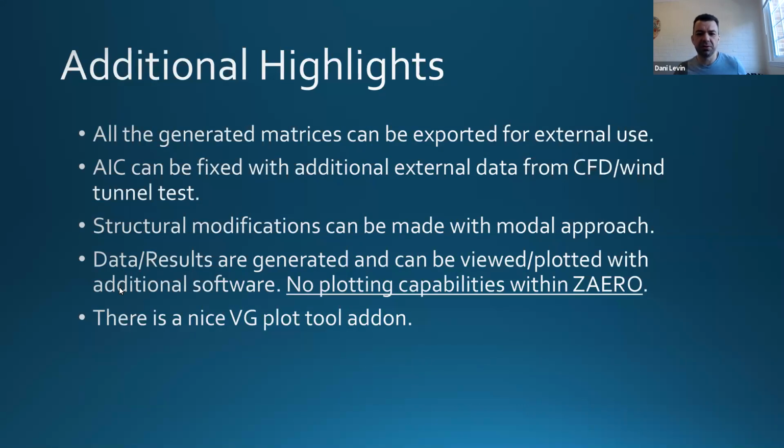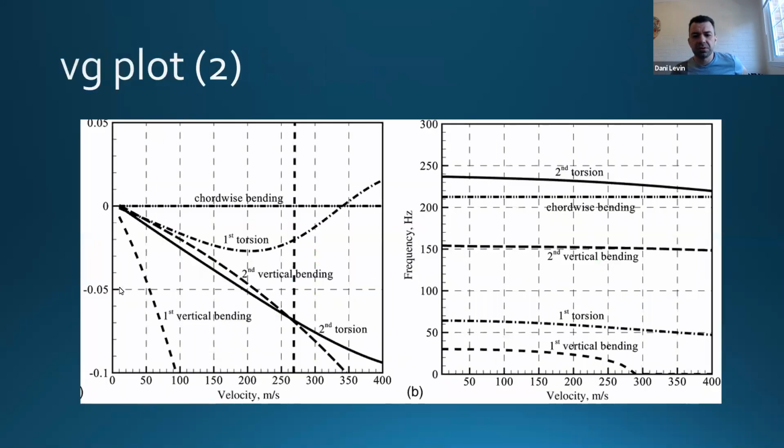Danny, I have a question for you. Could you show that VG plot again? Yes. If you look at the frequency plot, the lowest frequency is first vertical bending, and the frequency seems to be going to zero at about not quite 300 meters per second. Normally when I see a frequency going to zero, I think divergence is about to occur. But then if I look on the left-hand side at first vertical bending in terms of G versus velocity, it looks like there's still a very heavily damped mode. So what's happening there? Do you know?